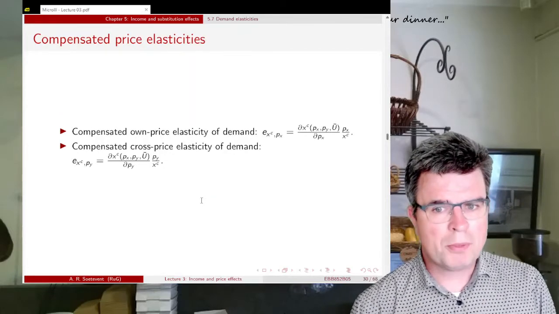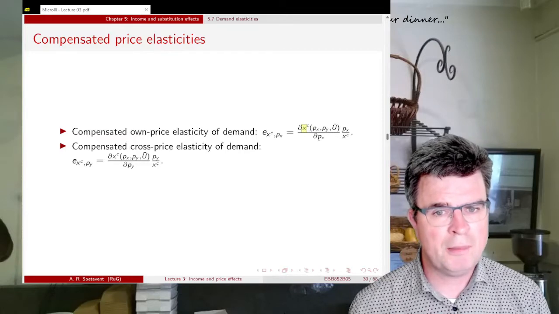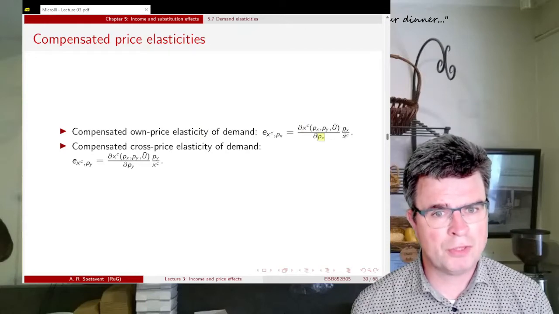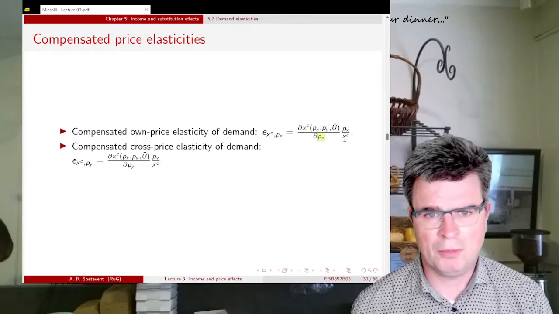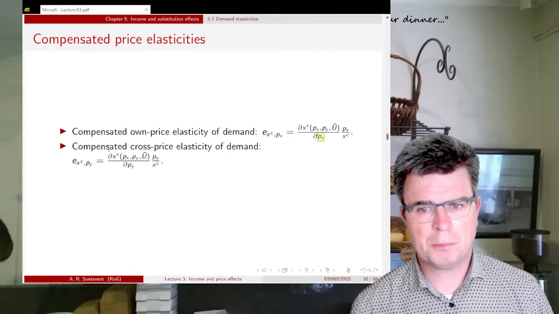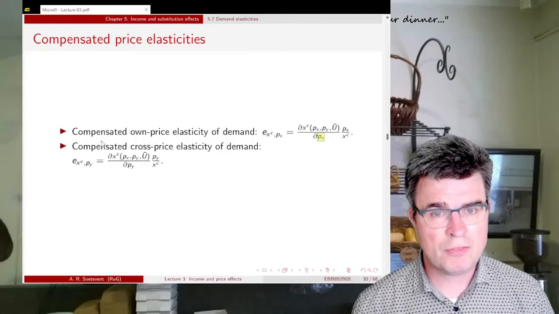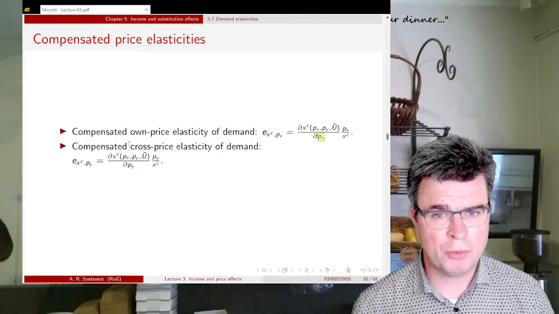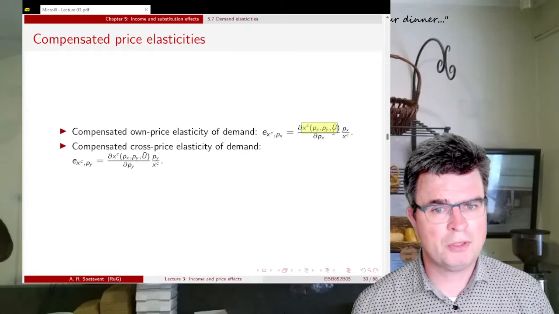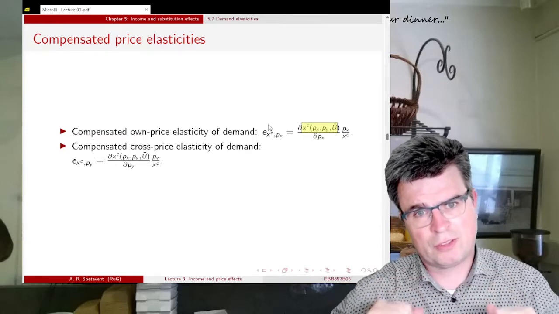So the compensated own price elasticity of demand is defined as the derivative of the compensated demand with respect to the price of the good that we consider, multiplied by the price of the good, divided by the compensated demand of the good. And likewise for the compensated cross price elasticity of demand. So these definitions look very similar to the ones that we know, but instead of using the uncompensated demand, they use the compensated demand. So again, we keep the utility level fixed.